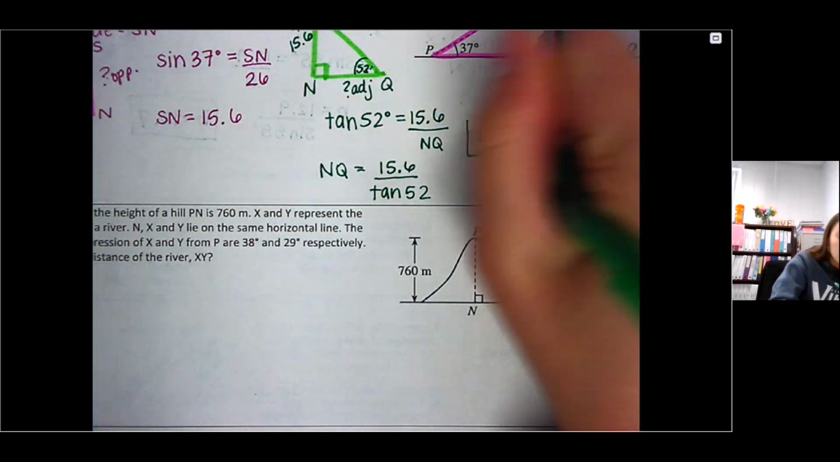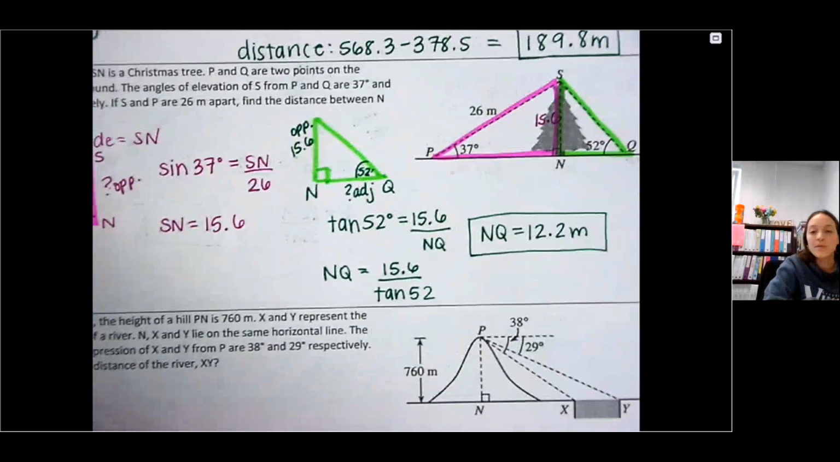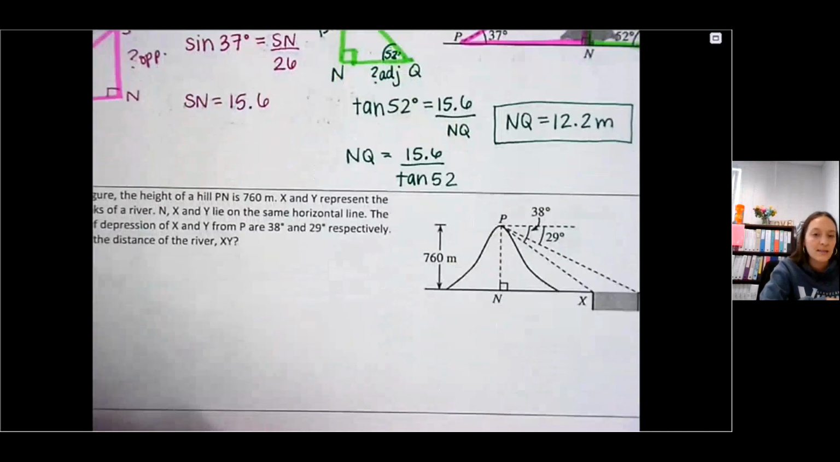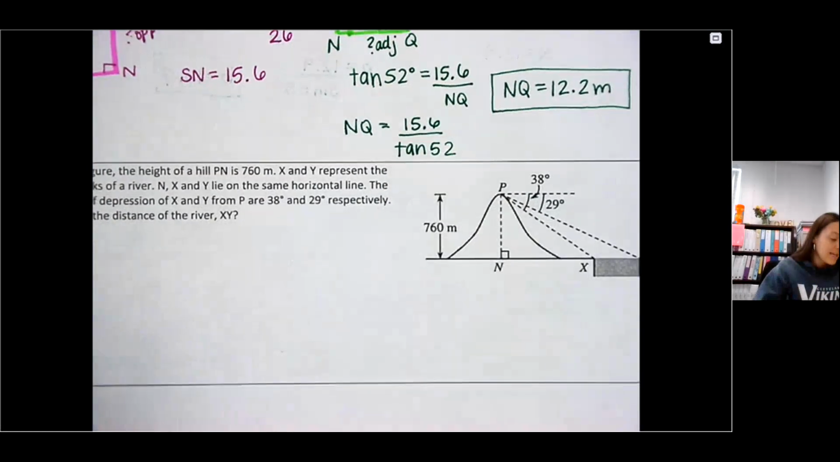And we're done. So notice that even these word problems are just essentially double trig problems where you solve for the shared side first, and then you move on from there. Okay, last one. Number 7.